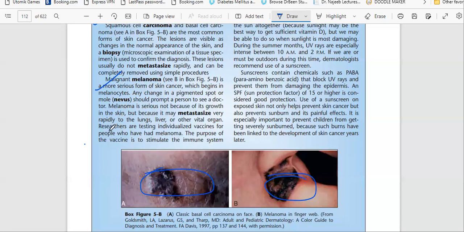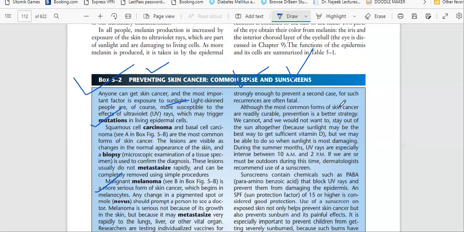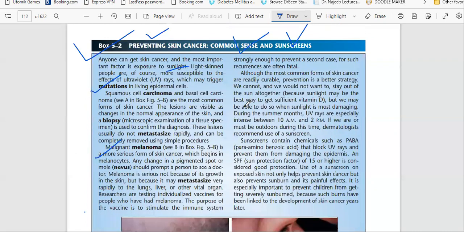Researchers are testing individualized vaccines for people who have melanoma. The purpose of the vaccine is to stimulate the immune system strongly enough to prevent a second case, since such recurrences are often fatal. So scientists are producing vaccines. The vaccine will trigger the immune system, and our immune system will fight these kinds of cancers.